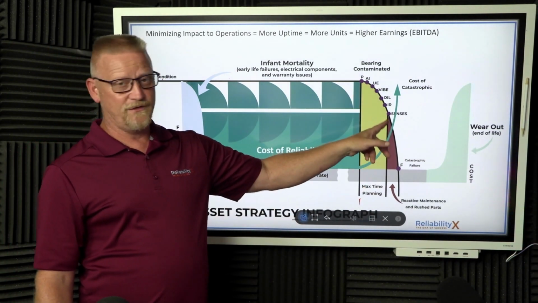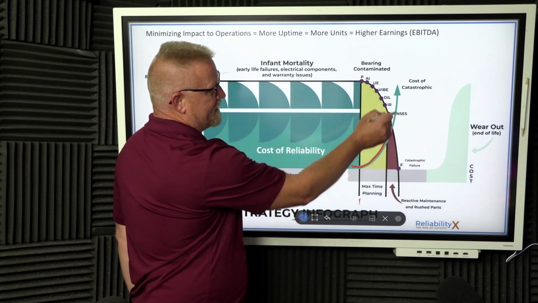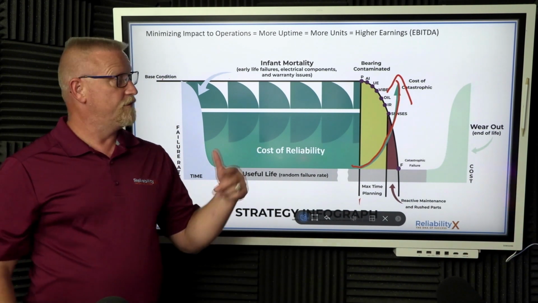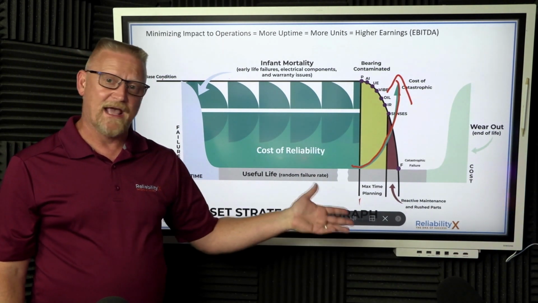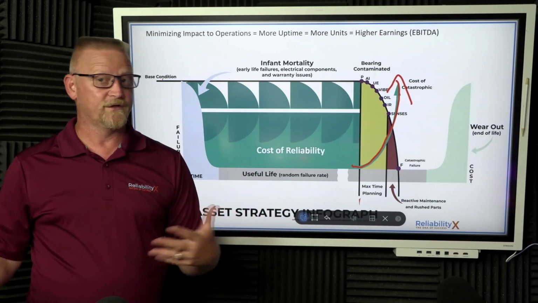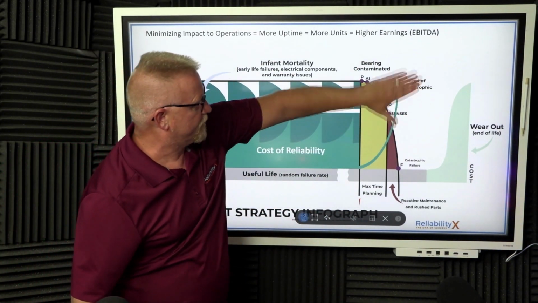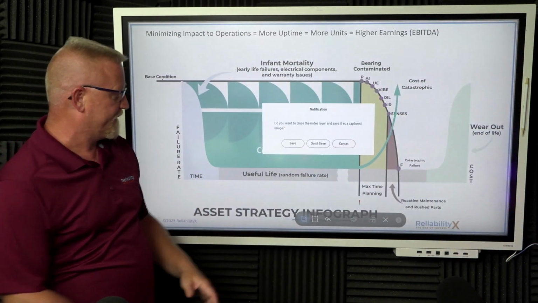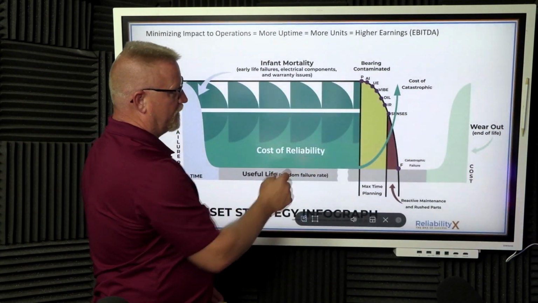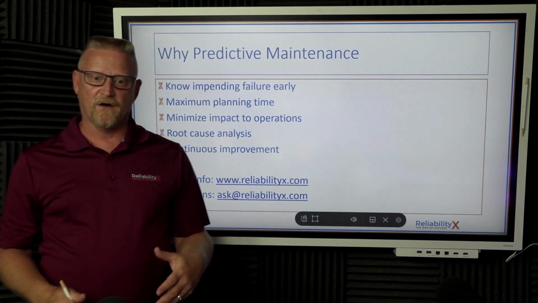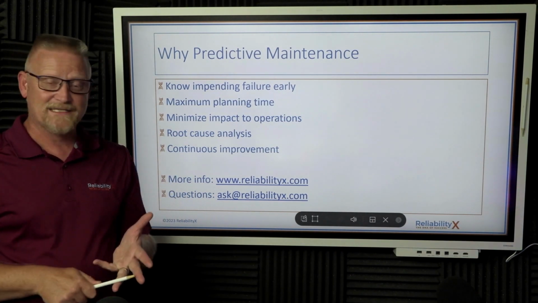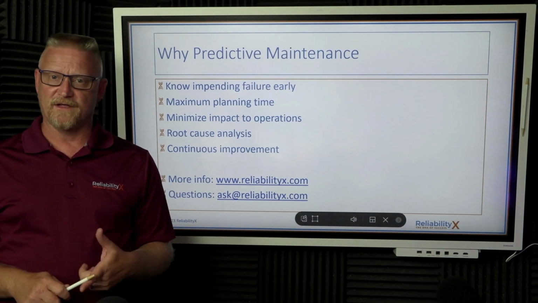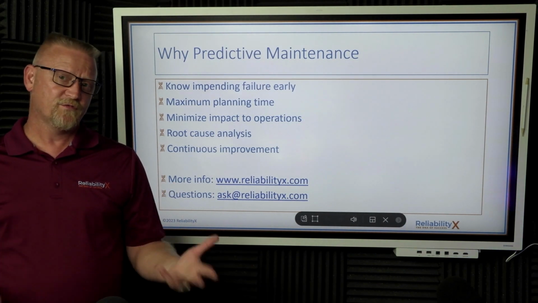If today you're not using these technologies and you have an incident, your costs go up because of the ancillary damage. In the future, when you use these technologies, you don't have that extra ancillary damage that currently you're having ongoing and ongoing and ongoing. And so, through the use of predictive technologies, we get to find lots and lots of fantastic finds and get rid of problems before they become a catastrophic nightmare. So, we want to know impending failure early. We want to maximize that planning time. We want to minimize an impact to operations. We also use these techniques for root cause analysis and continuous improvement purposes.